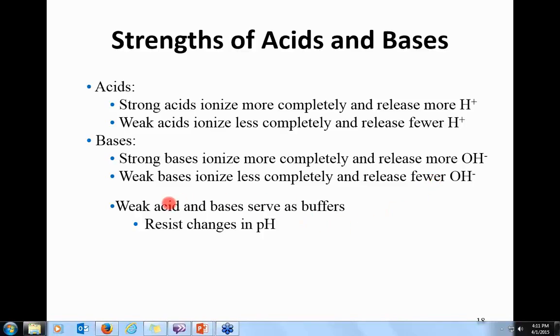So weak acids and bases will serve as the best buffers. In other words, they don't break down completely, and they're able to absorb more or fewer hydrogen ions. And a buffer is anything that resists changes in pH.